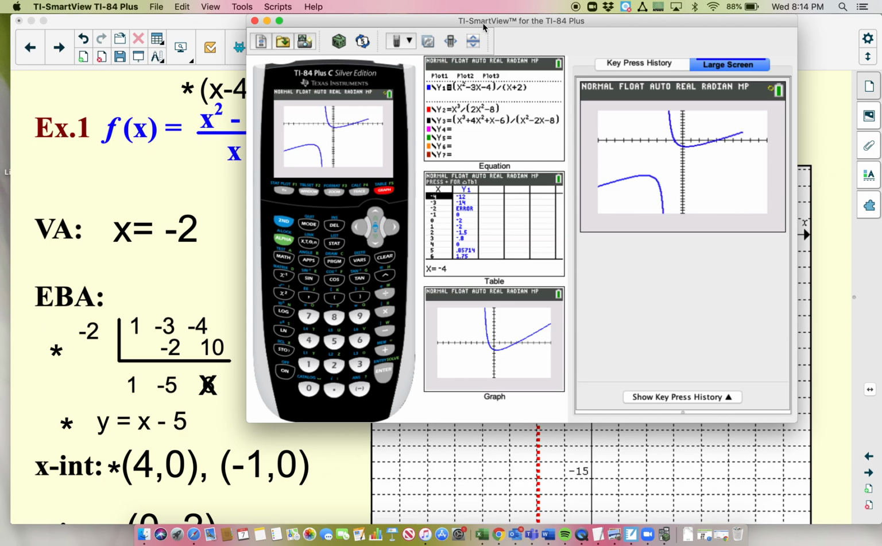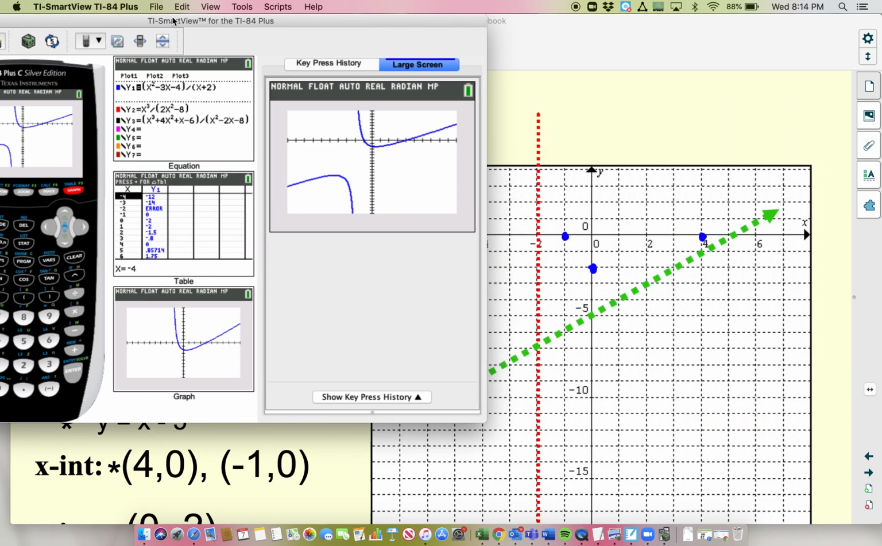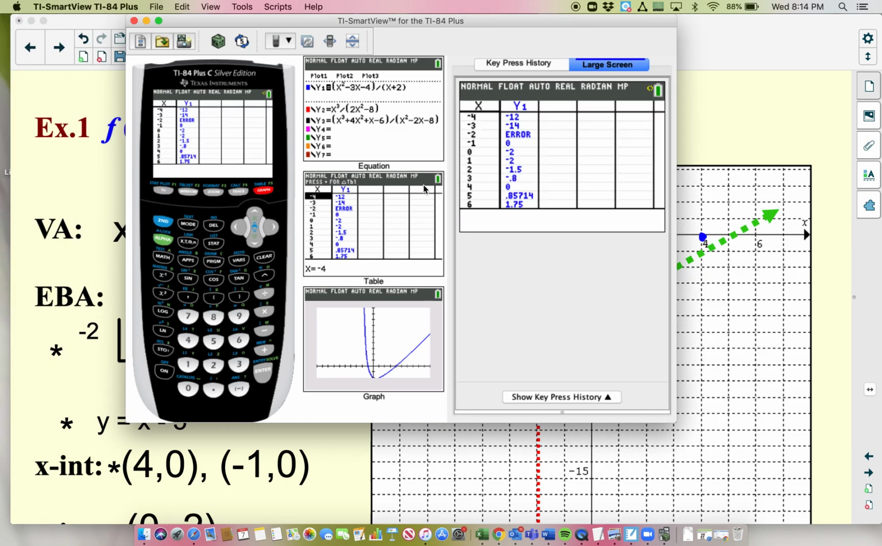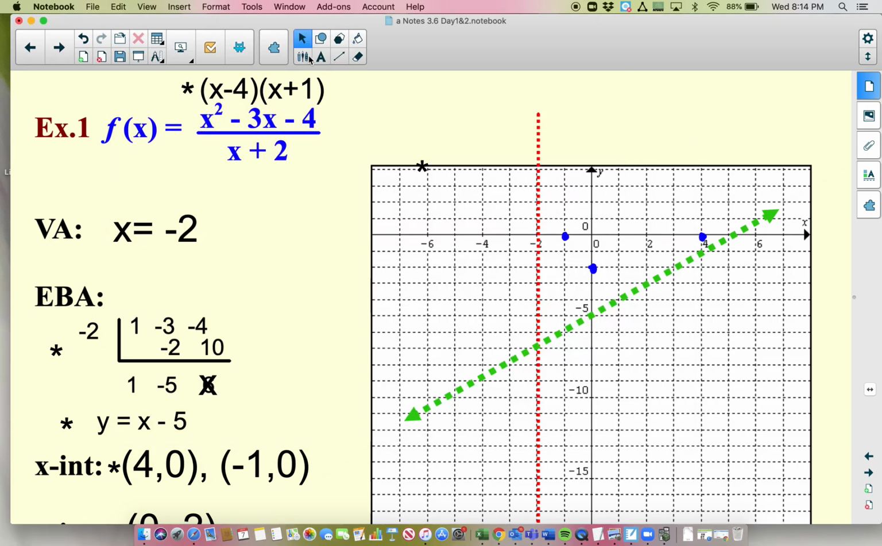Your calculator won't show you any asymptotes, but you can see them. You can see the vertical asymptote at negative 2. You can see that slanted asymptote at x minus 5. And then if I were graphing this accurately for a test or something, I would go to the table and plot some points. So, negative 3 and negative 14 is good. You get the idea.